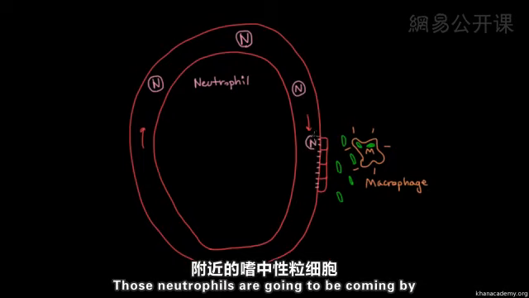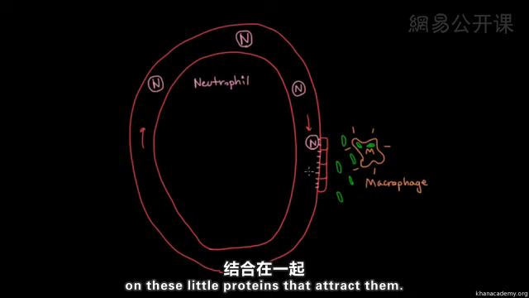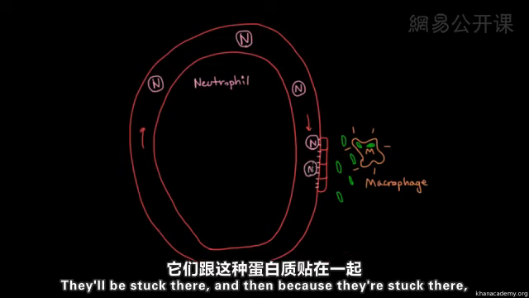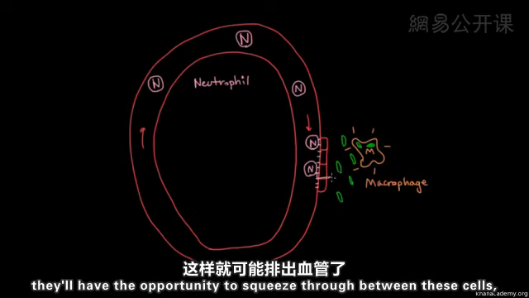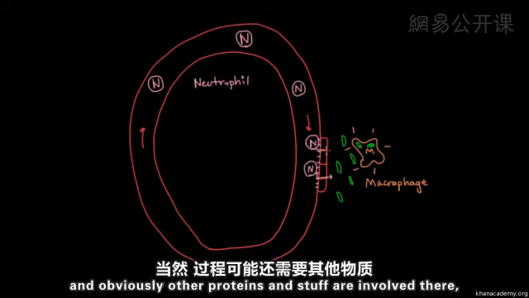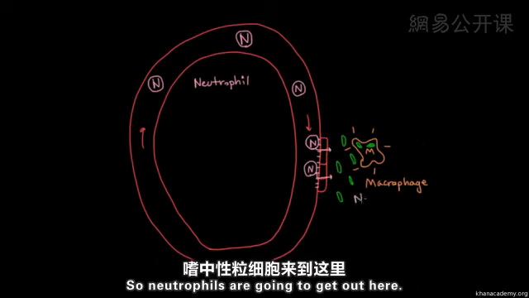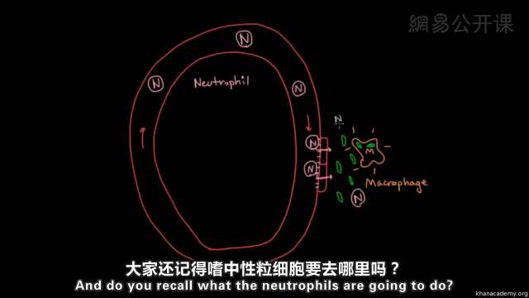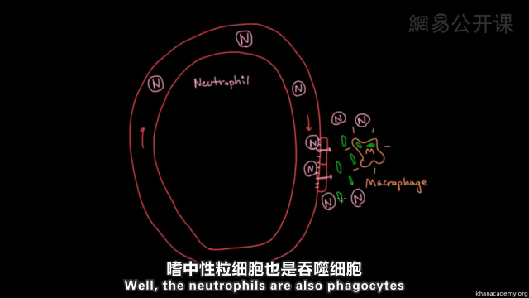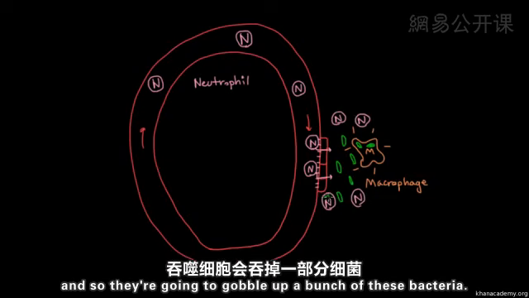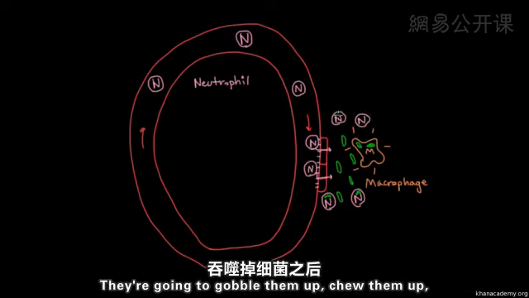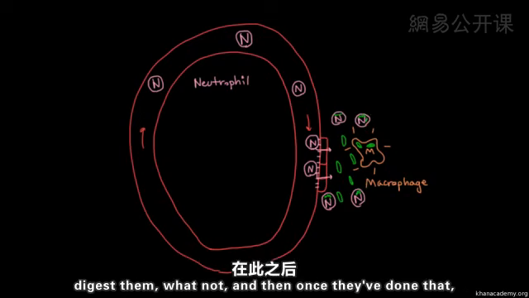So those neutrophils are going to be coming by, and they're going to get stuck on these little proteins that attract them. They'll be stuck there, and then, because they're stuck there, they'll have the opportunity to squeeze through between these cells. And obviously other proteins and stuff are involved there, but that's a whole lot of detail that we don't really need right now. So neutrophils are going to get out here, and do you recall what the neutrophils are going to do? Well, the neutrophils are also phagocytes, and so they're going to gobble up a bunch of these bacteria. They're going to gobble them up, chew them up, digest them, whatnot.